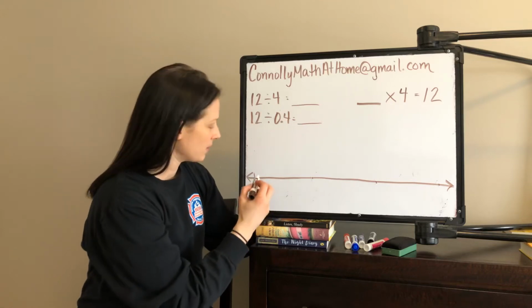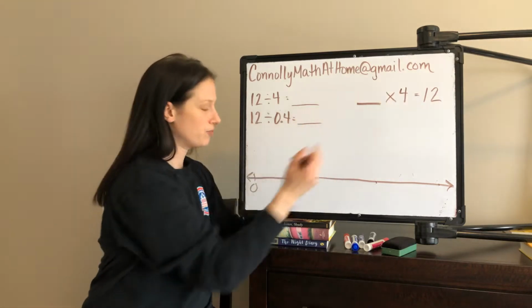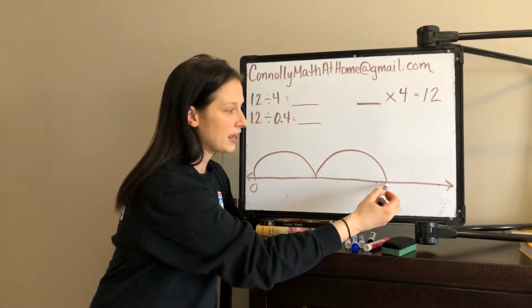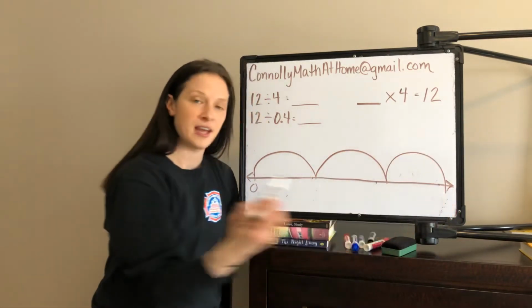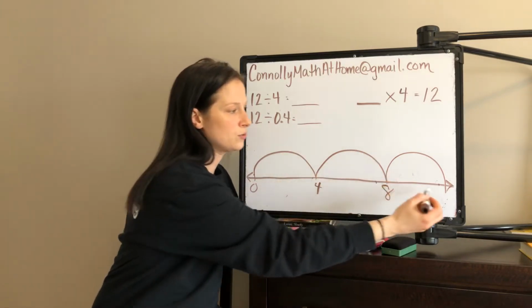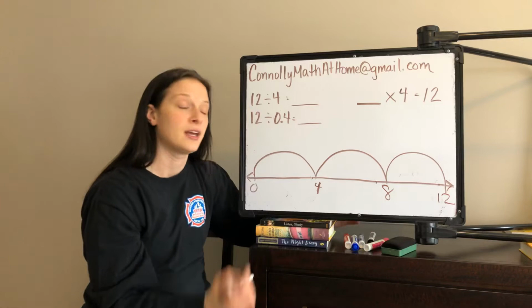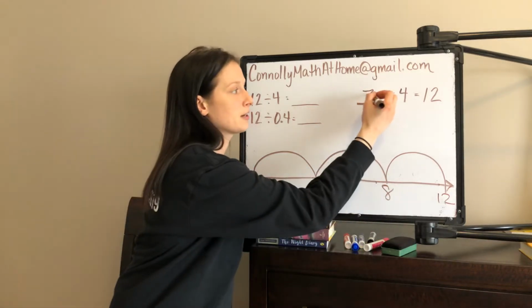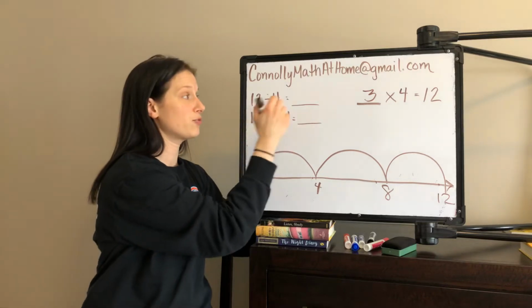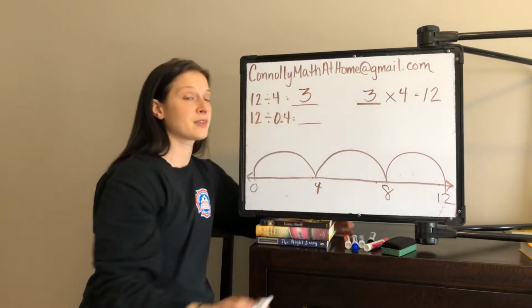Okay? So on the number line, when we're thinking about how many groups of 4 in 12 miles, I'm going to count by 4s. 4, 8, 12. How many groups of 4 were there? 1, 2, 3. 3 groups of 4 makes 12 miles. Okay, so 12 divided by 4 is 3.